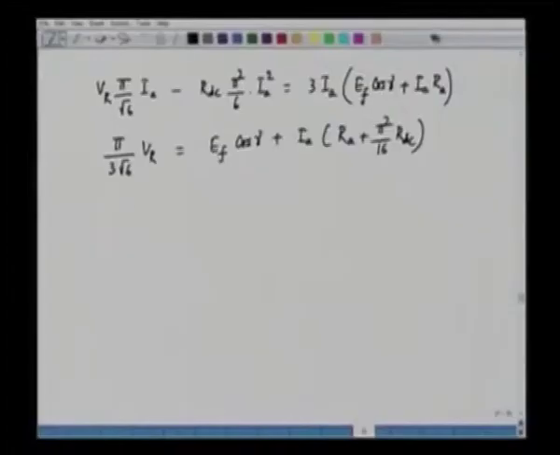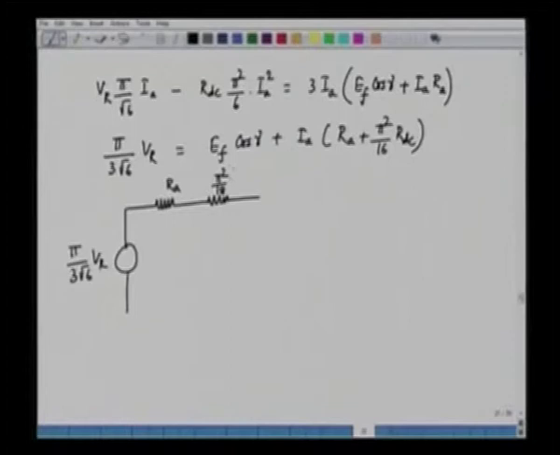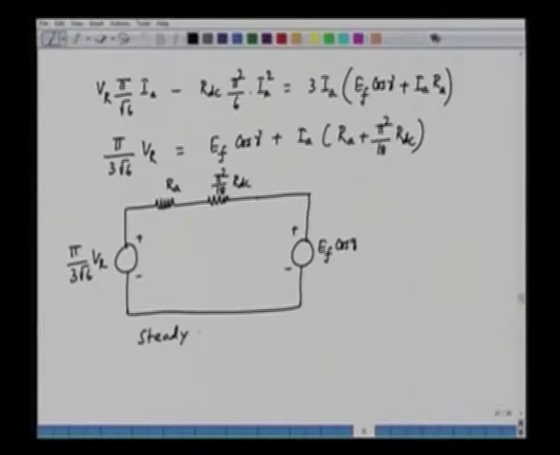So, we can write a steady state equivalent circuit based on this equation, and the steady state equivalent circuit is shown as follows. What we have here is the applied voltage pi by 3 into root 6 VR, and then we have the resistance RA, then we have the decelerating resistance pi square by 18 into RDC, and then we have the back EMF, which appears as EF cos gamma. So, we can call this a steady state DC equivalent circuit.